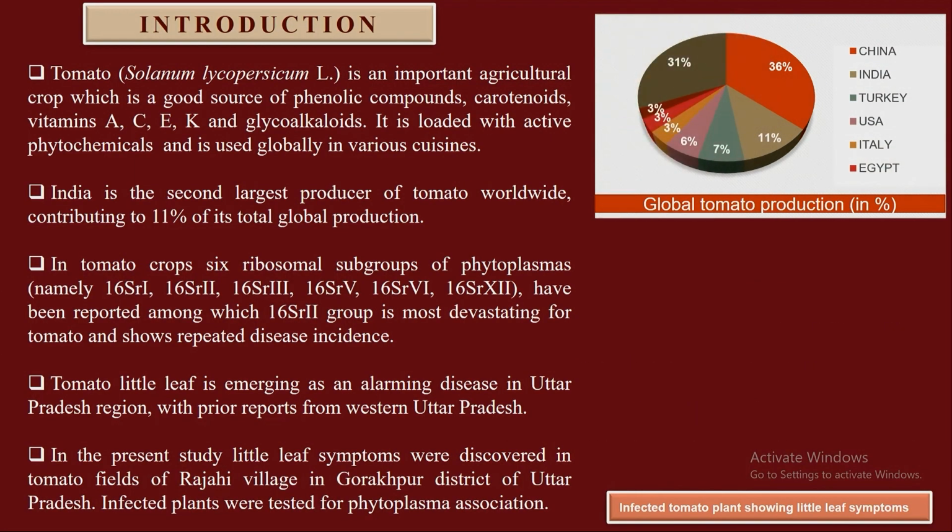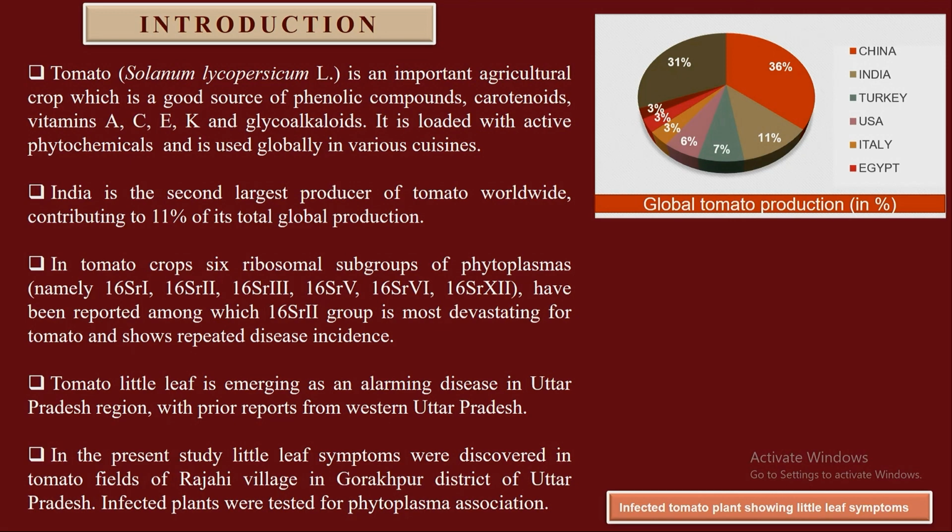Tomato, as we all know, is an important agricultural crop loaded with important and active phytochemicals, carotenoids, vitamins, and glycoalkaloids. In the pie chart, you can clearly see that India is the second largest producer of tomato at the global stage, contributing 11% of the total production. A number of phytoplasma groups have already been reported to be associated with tomato, but as we have all heard, the 16SrII-D group always comes up because of repeated disease incidence.